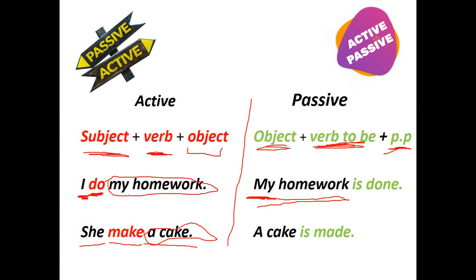It was an object in the active sentence. Is done is what? We have to write the past participle of do. The past participle of do is done. She makes a cake. It was an active sentence, you have to change it to passive. A cake is made. As I told you, for example, you don't want to mention who did the action.